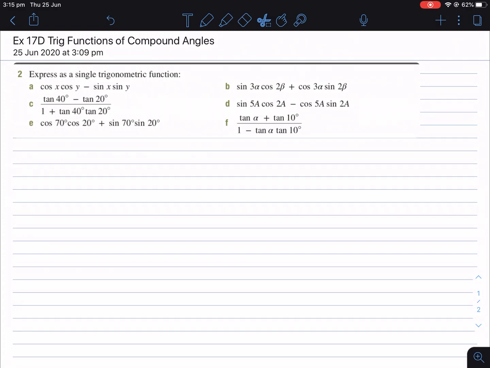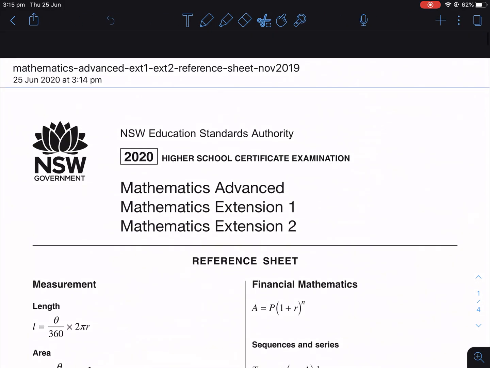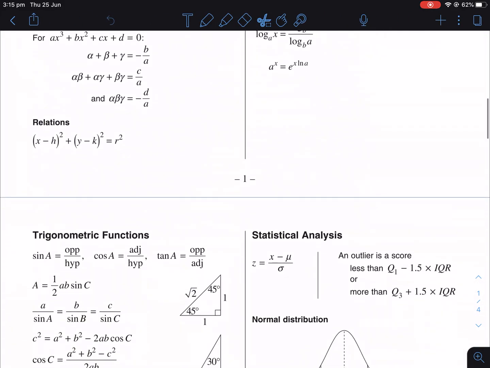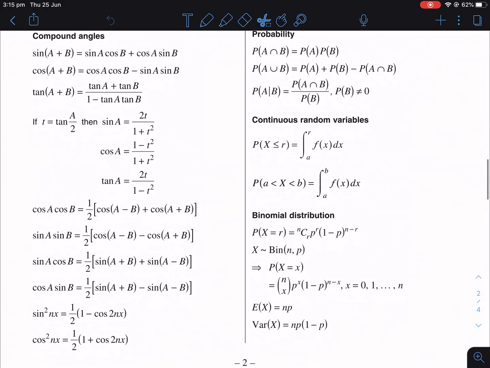All right, question 2. We're given some functions and we've got to figure out how to sum them up as a single trig function. We're going to use the compound angle formulas. They're on your reference sheet, the ones that say compound angles. You won't need all of these, trust me.